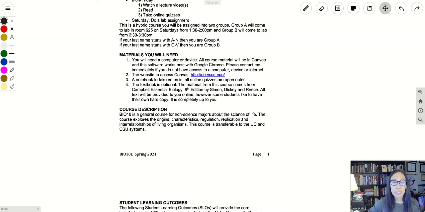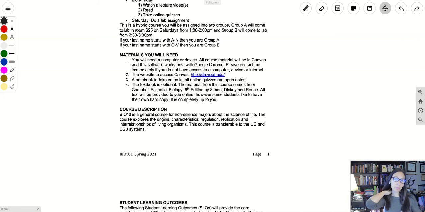Another thing you're going to need for this class is a notebook. So here's an example of a notebook. It needs to be a composition book. Okay, here's mine with this cute little cover. In this composition book, at least 100 pages, you are going to write notes every time you watch a lecture video. And then also you might want to jot some things down during lab that you can then go home and finish up the assignment online. So you need a notebook and you need to dedicate that notebook just to this class. We will use the whole notebook in the whole class.